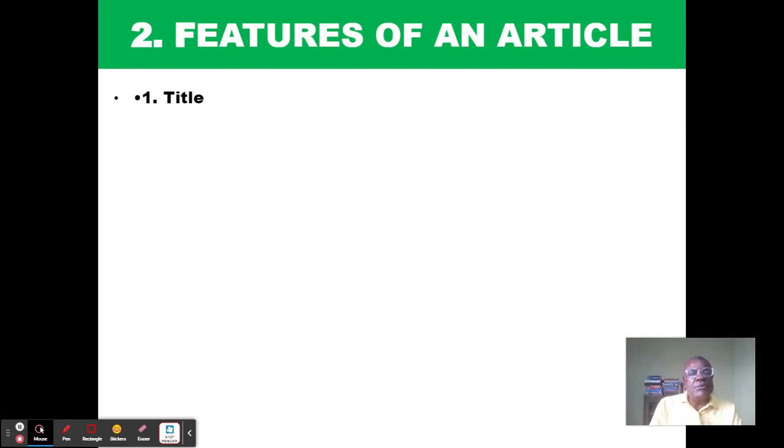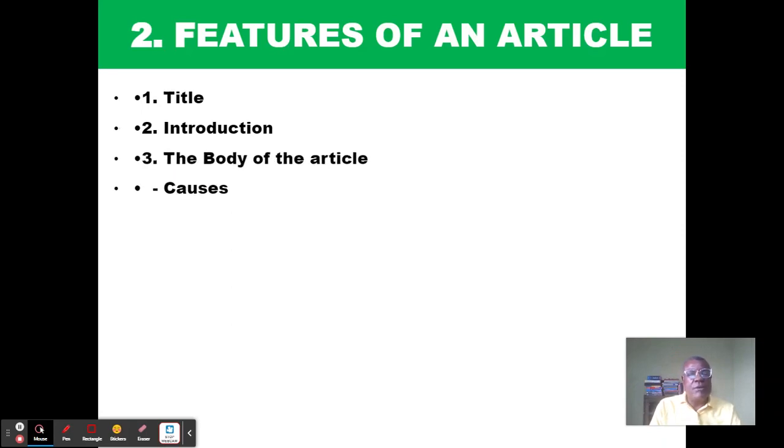Now, the features of an article are as follows. Number 1, the title. 2, introduction. 3, the body of the article, within which, of course, you discuss the causes. Most of the topics that you are given for article writing are social problems or issues that relate to the society, okay? So if you are discussing a social problem, you are likely to discuss the causes, the effects, and the solutions. And then the fourth feature will be conclusion.